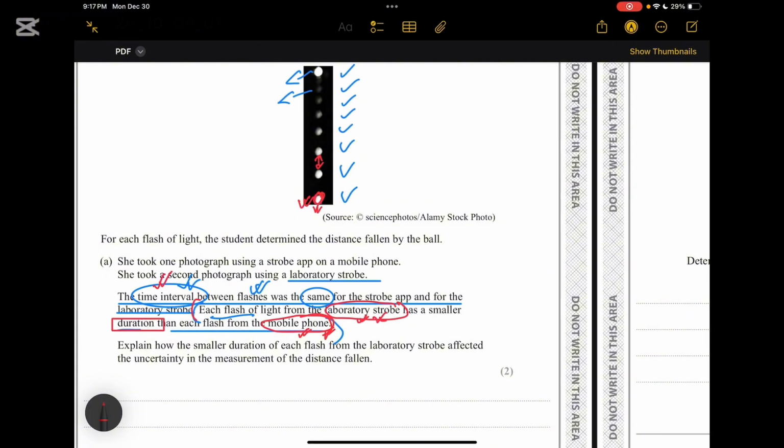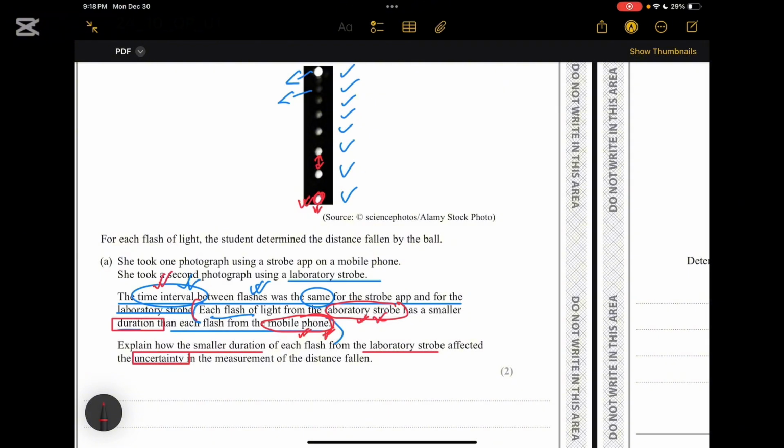Okay, in the later part what they have said is explain. They have asked us to explain how the smaller duration of each flash from the laboratory strobe affected the uncertainty in the measurement of the distance fallen. So how did this smaller duration from the laboratory strobe affect the uncertainty value? This is what they have asked.